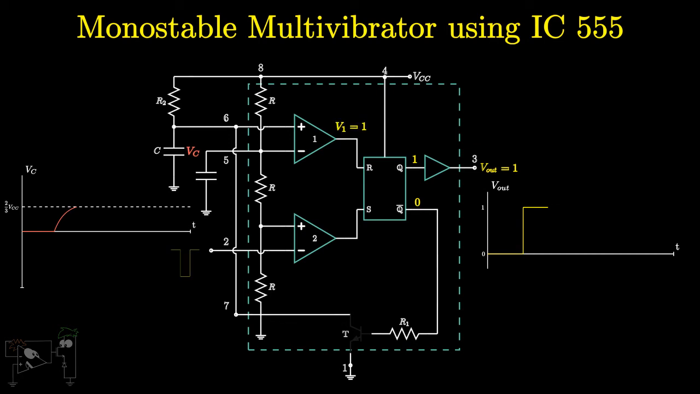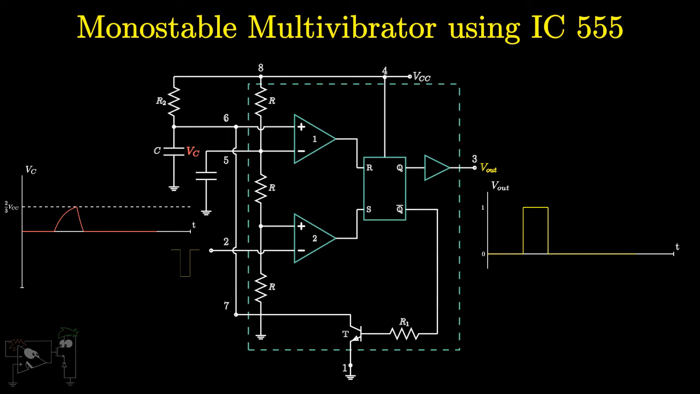Therefore, the flip-flop is reset and the output Q becomes 0 again. Q bar becomes high, thus making the discharge transistor switch on. So, the capacitor C gets discharged and the circuit is restored back to the stable state. Therefore, whenever a negative trigger is applied to pin 2, we get a pulse of a specific width at the output.